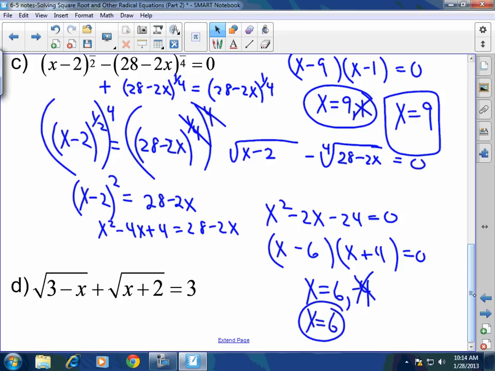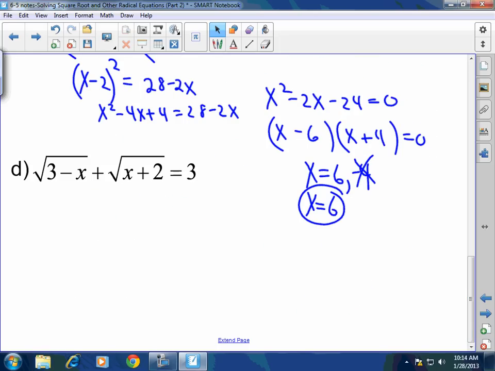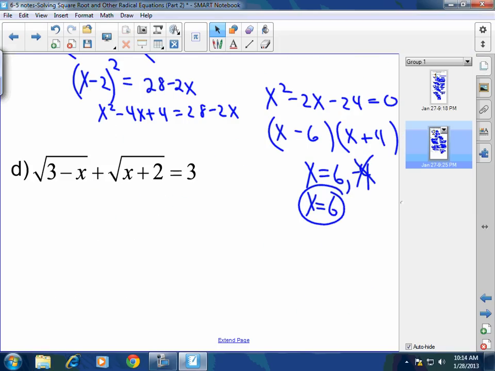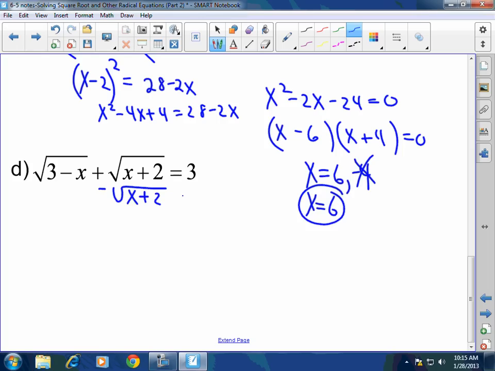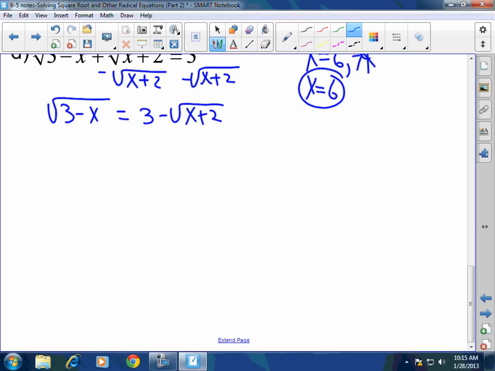And last but not least, okay, this is it, guys. This is the last one, I promise. Go ahead, get one of the radicals alone. So I'm going to subtract radical x plus 2 to both sides. So I'm going to have square root of 3 minus x equals 3 minus square root of x plus 2. Now here, guys, just pay attention and focus. This is not that bad.